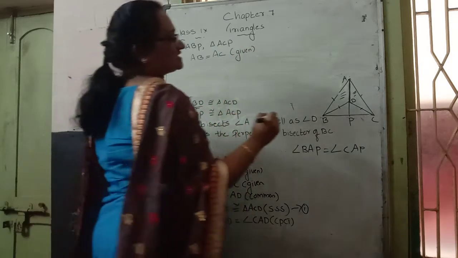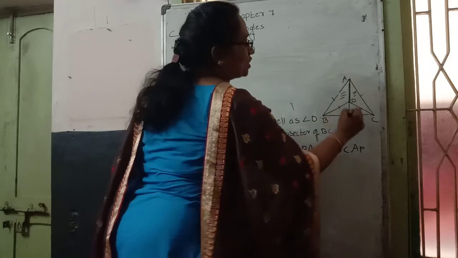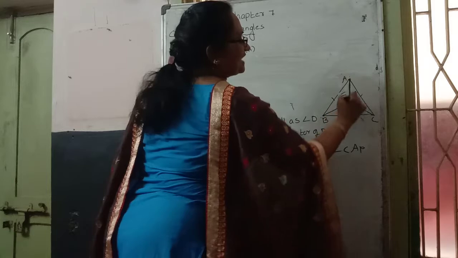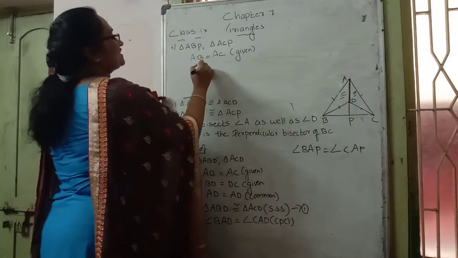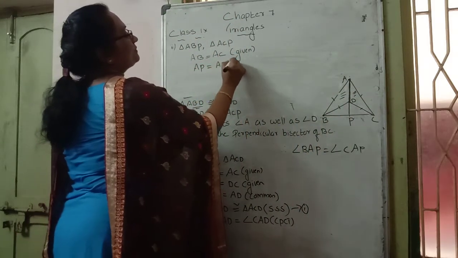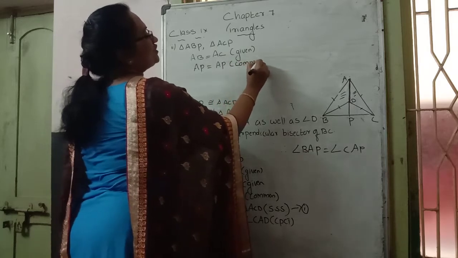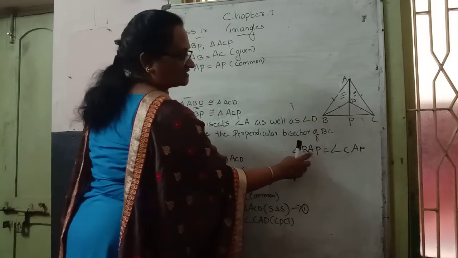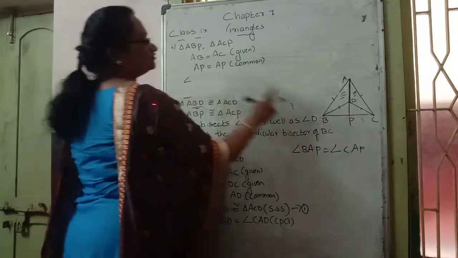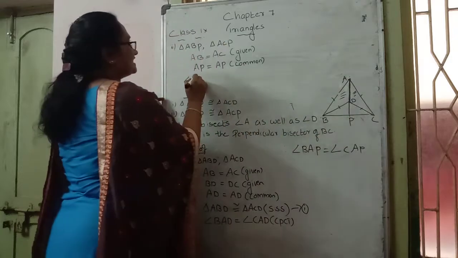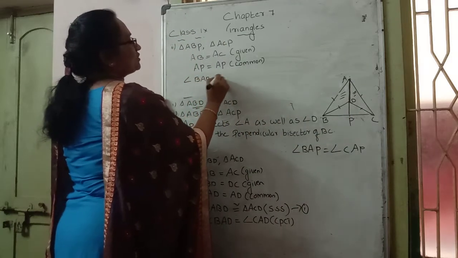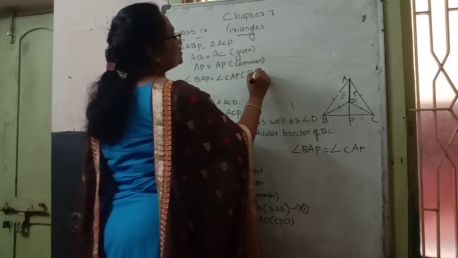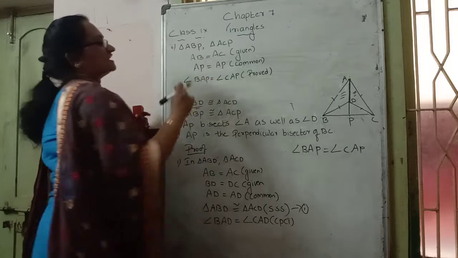Next, what can we say? The AP line is common for both. See, the AP line is common for the right and left side triangles. Next we can write AP is equal to AP, common. Then, AP line cutting angle A, we can write angle BAP is equal to angle CAP. Already we have proved that. So here also three conditions are satisfied.